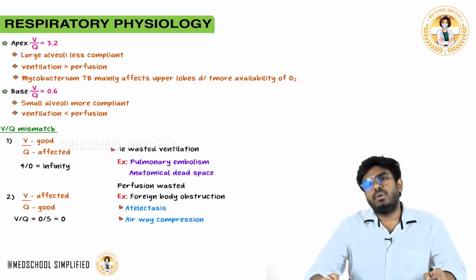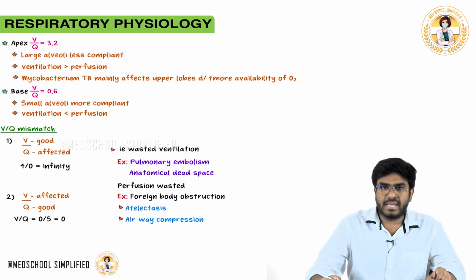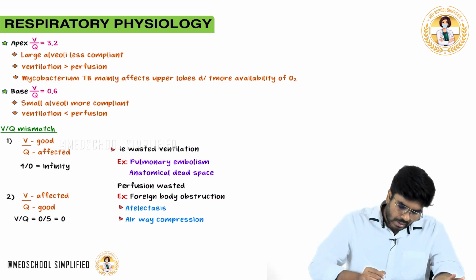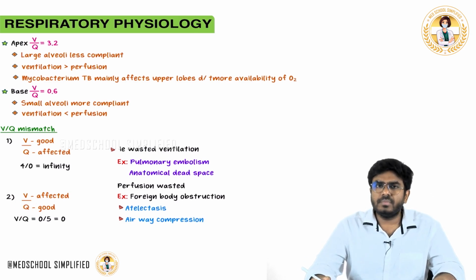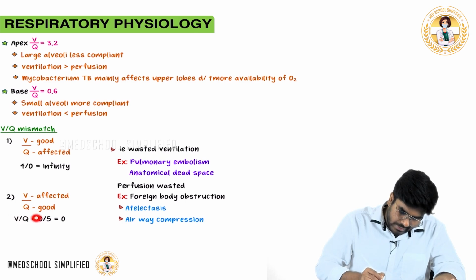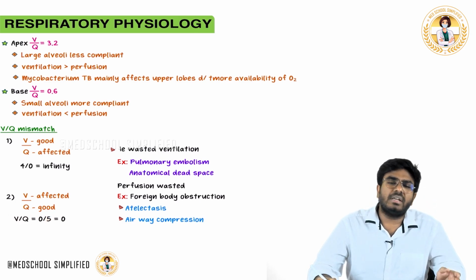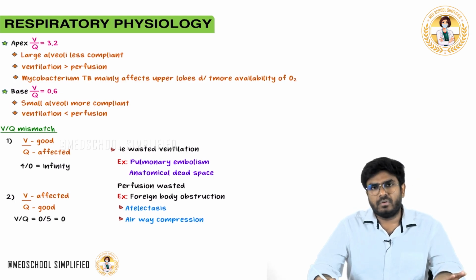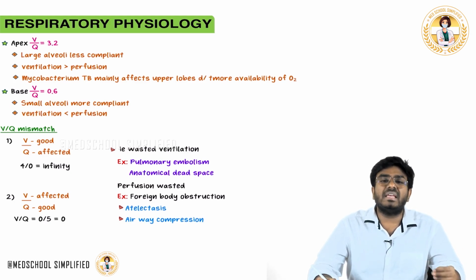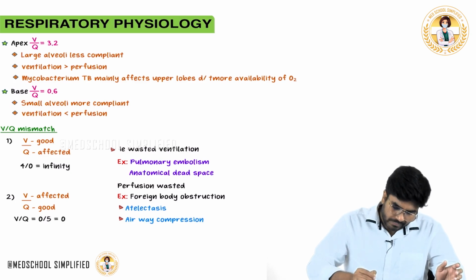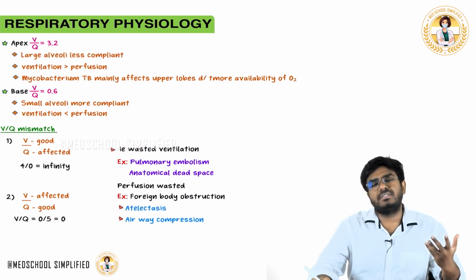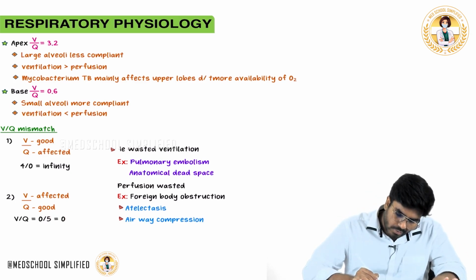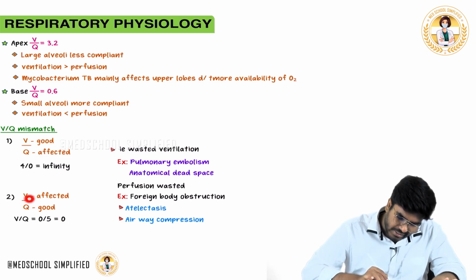Now let's discuss the other V/Q mismatch, where ventilation is affected but perfusion is normal. Now see, ventilation is becoming 0 but perfusion is normal, 5. So 0 divided by any number. If you divide 0 by any number, it will be 0. 0 divided by 5 is 0. So what are the examples in which ventilation is affected?